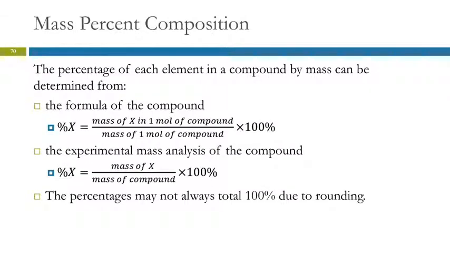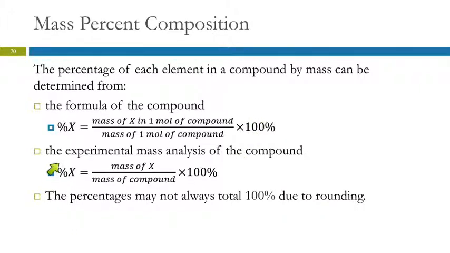So we can find the percentage of each element in a compound by mass from the formula for the compound, or empirically by experimentally analyzing the compound and finding its mass. And we're going to do both of these. So from the formula, to make it easy, we choose to look at 1 mole of the compound, and we figure out how much mass of X is in 1 mole, and divide by the mass of 1 mole of the compound, which is the molar mass. Multiply by 100.